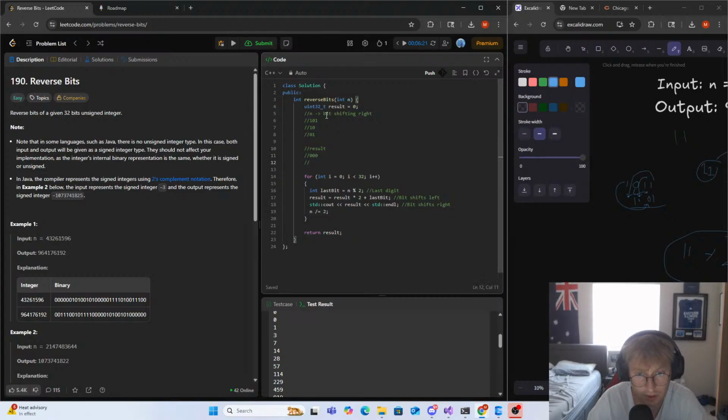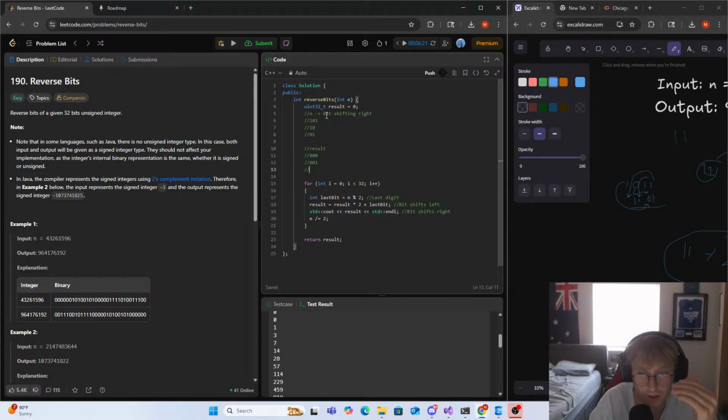Okay. Then what are we doing here? We're doing result is equal to result times 2 plus 1. So 0 times 2 plus 1. Then we're going 0, 0, 1. Then we're going result times 2. So we're 1. 1 times 2 plus 1 is 2. So what is it? 0, 1, 0. Bit shifting left.